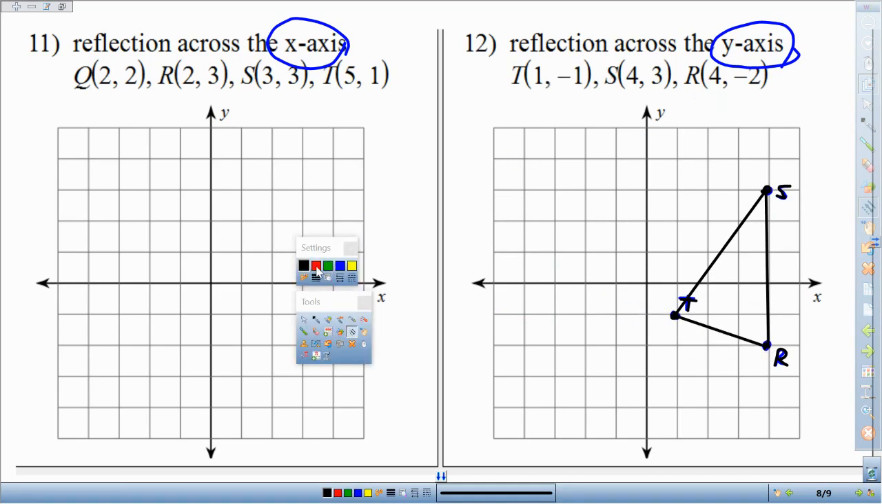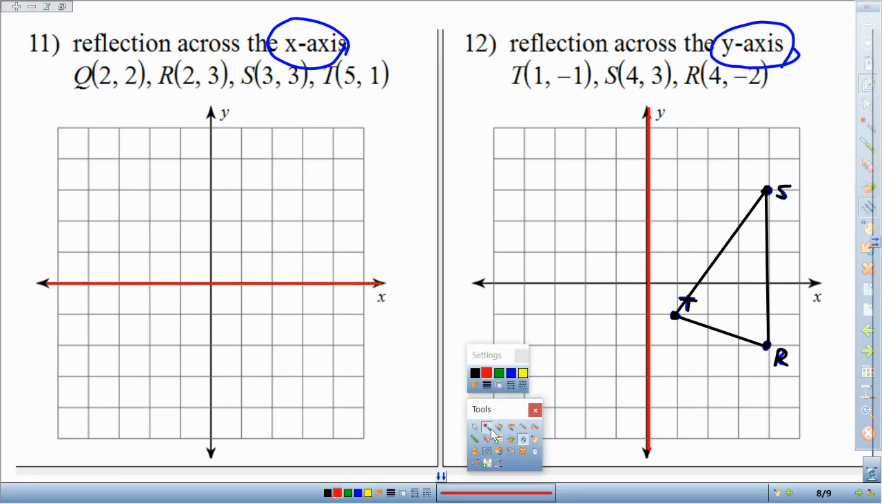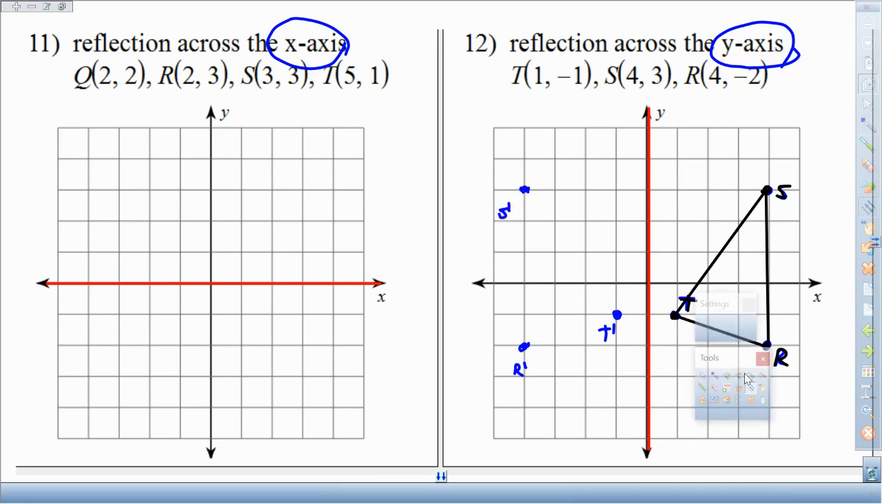Let's reflect over the y-axis. Where's our y-axis? Right there. Okay, so that's the line we're reflecting over on this one, which by the way, on the last one, you were reflecting over this line, right? The x-axis. Okay, so let's see what happens. T is 1 to the right, reflect 1 to the left. T prime. R is 4 to the right, reflect 4 to the left. R prime. S, 4 to the right, 4 to the left. And reflections are really that quick once you get good at them.